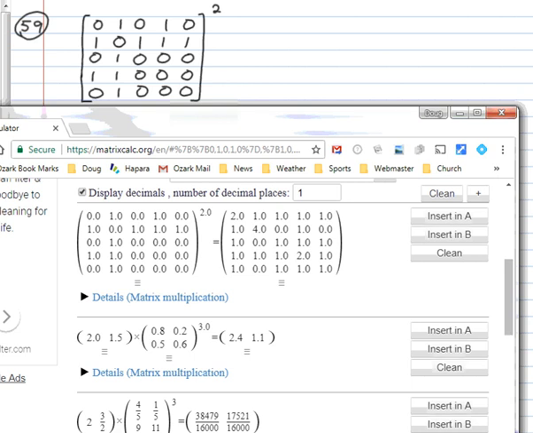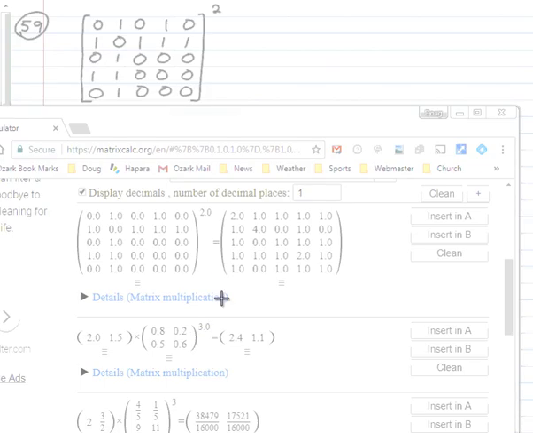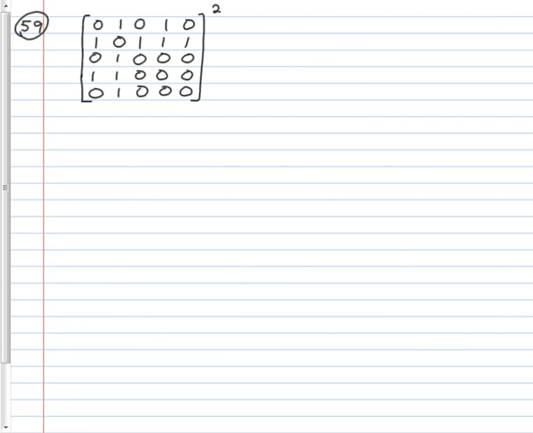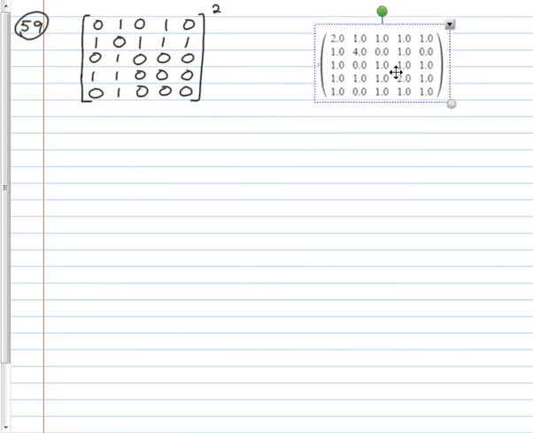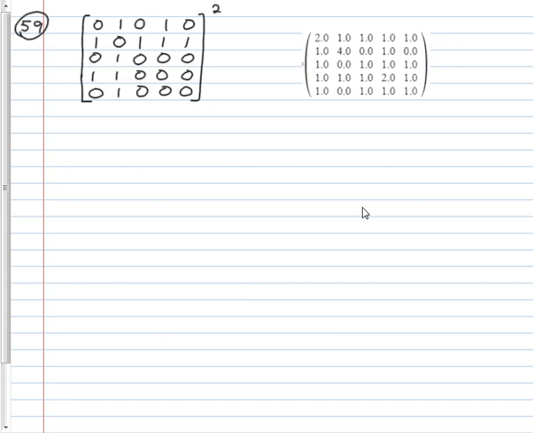Now we have to interpret this. What was our question? Vertex 1 to vertex 5. So how many walks of length 2 between this? Between 1, row 1, column 5. 1 and 5. Or if you want to, you can do row 5, column 1. Same answer. 1. There's our answer to that one.